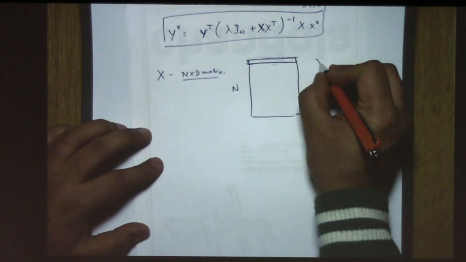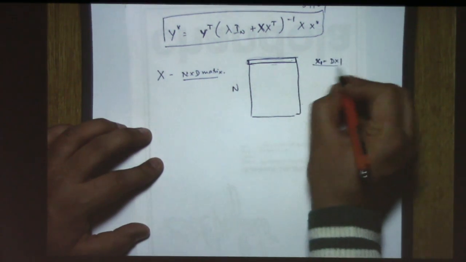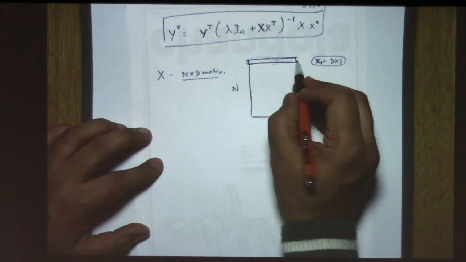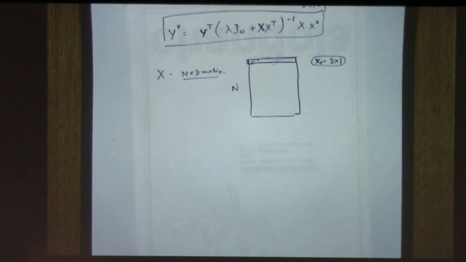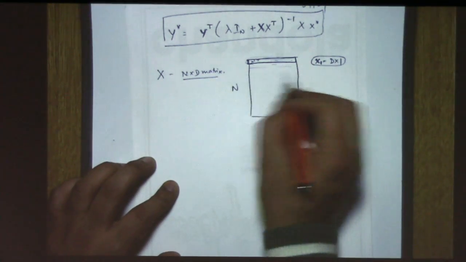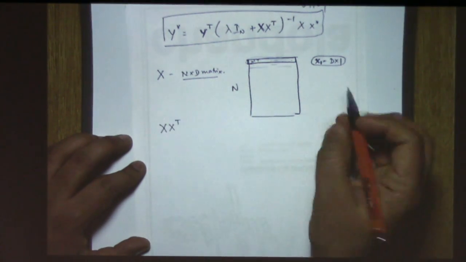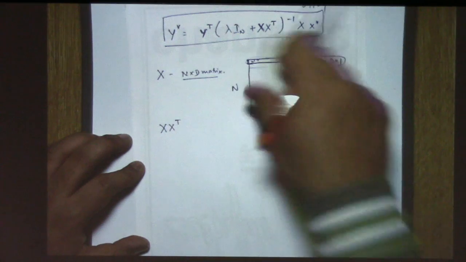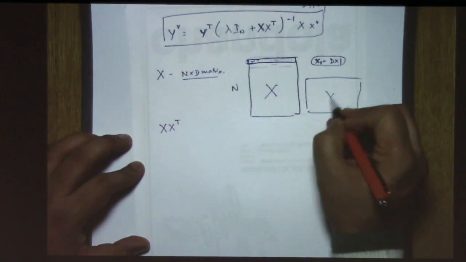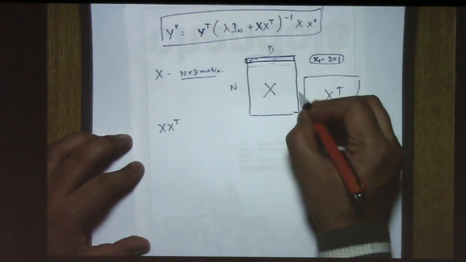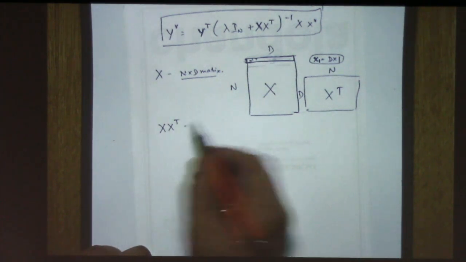So each x1, we always represent it as a d cross 1 vector. So this is not x1, this is actually x1 transpose, because it is 1 cross d. Anyway, the idea is that each row is your data point. Now if you are doing X X transpose, you're multiplying this matrix X with the transpose of it. The transpose will have d rows and n columns.